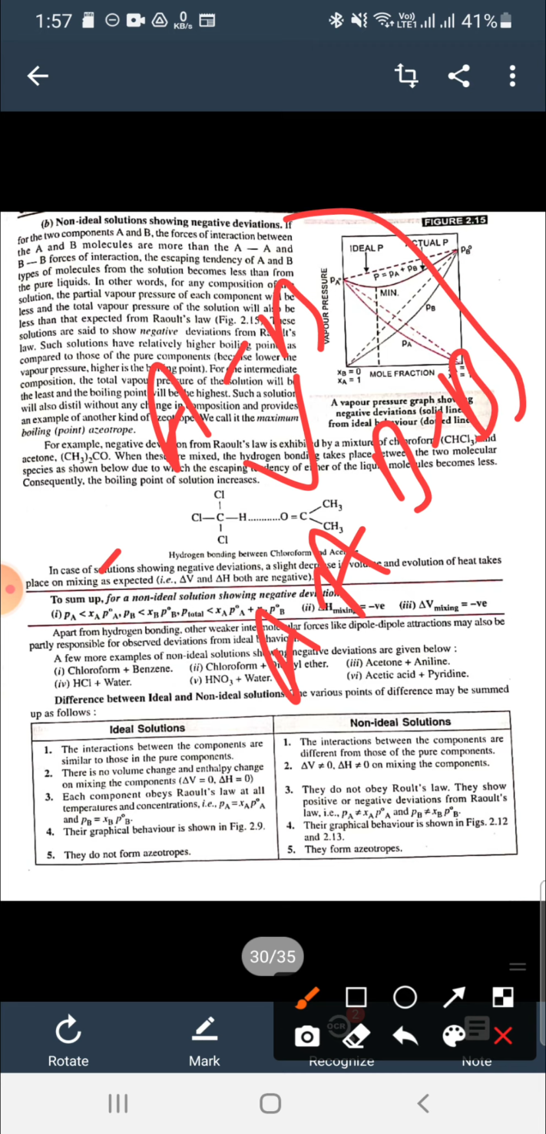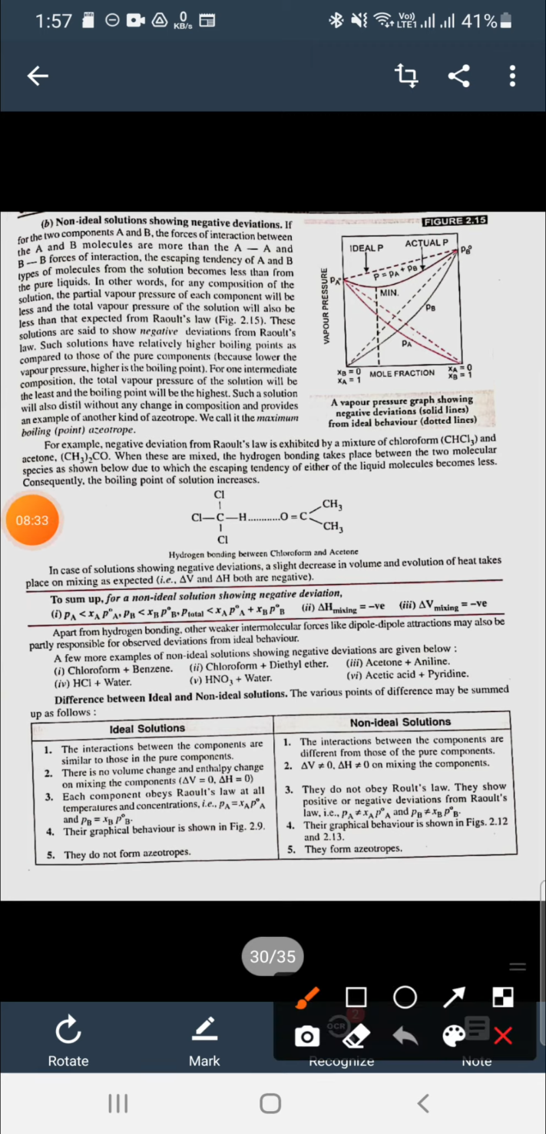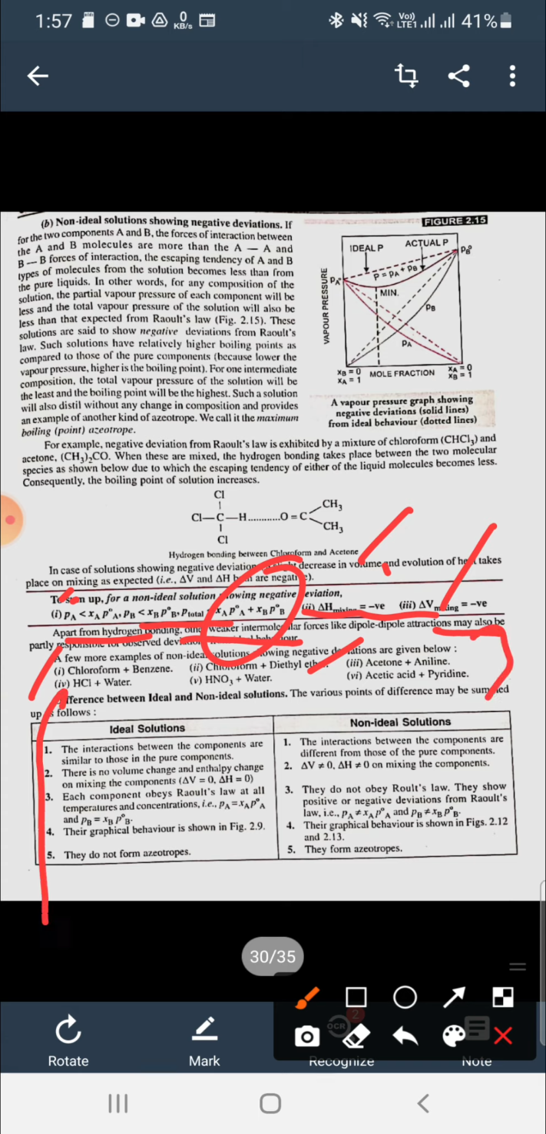To sum up, you can clearly see PA is less than XA P naught A, PB is less than XB P naught B, P total is less than both of them, and delta H mixing is negative, delta V mixing is negative. So for positive deviation these are positive, for negative deviation these are negative, and for ideal solutions these are equal to 0. Examples are chloroform plus benzene and acetone plus aniline.